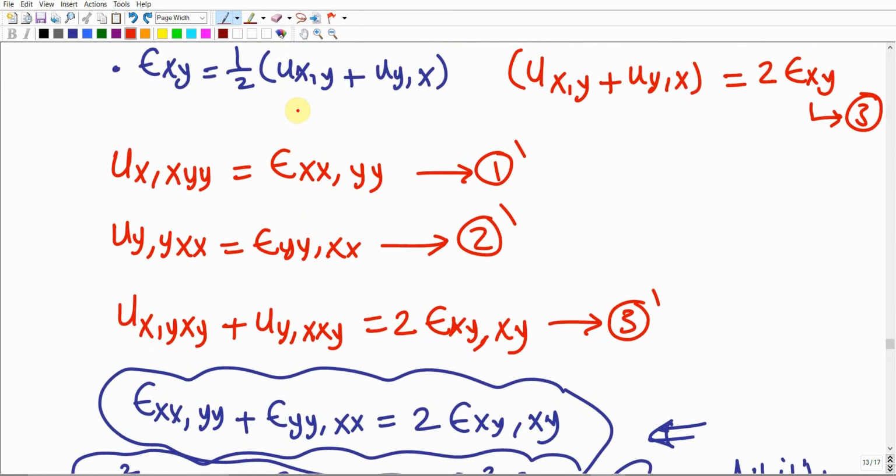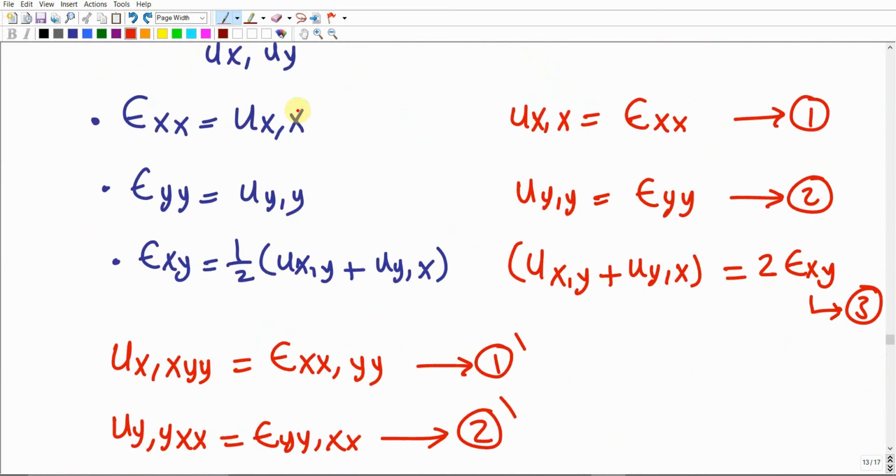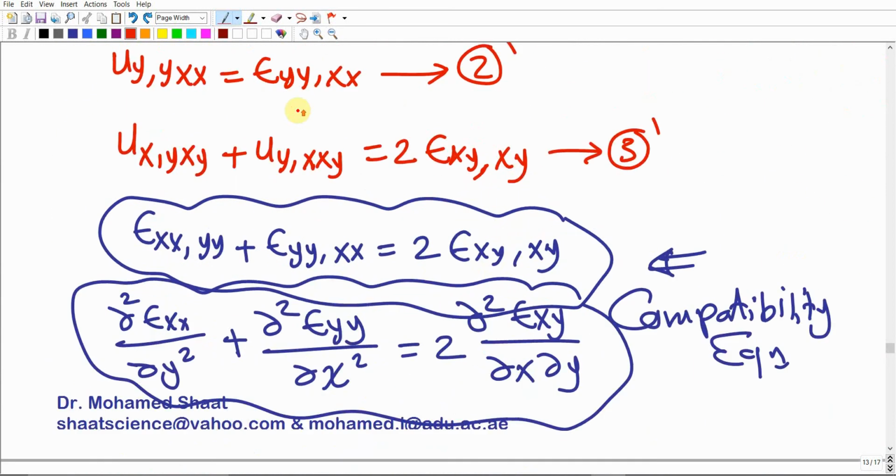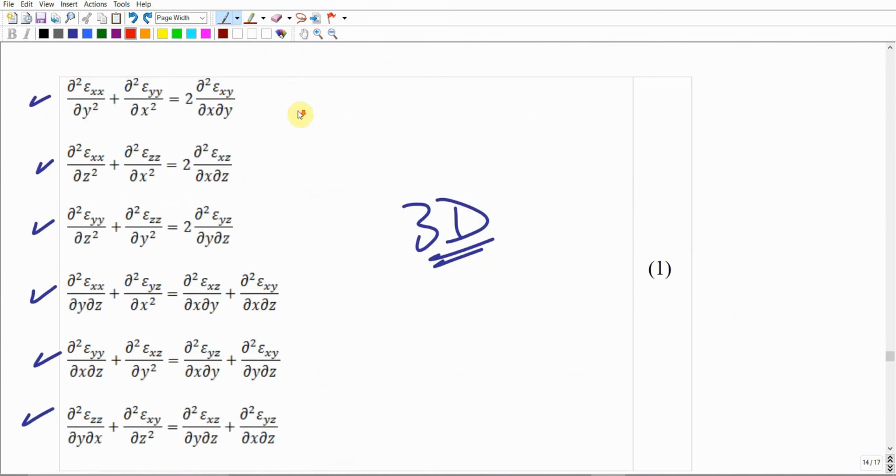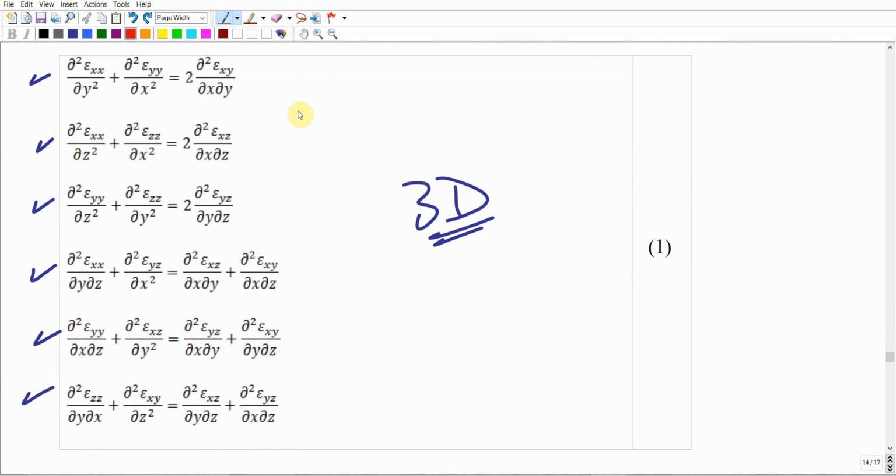I will not ask you to derive this compatibility equation in 3 dimensions, but I can ask you to derive the compatibility condition for a 2-dimensional strain field. All right, but these are the 6 compatibility equations that should be satisfied to make sure that the 6 components of the strain field are compatible together to give a unique solution of the displacement field.